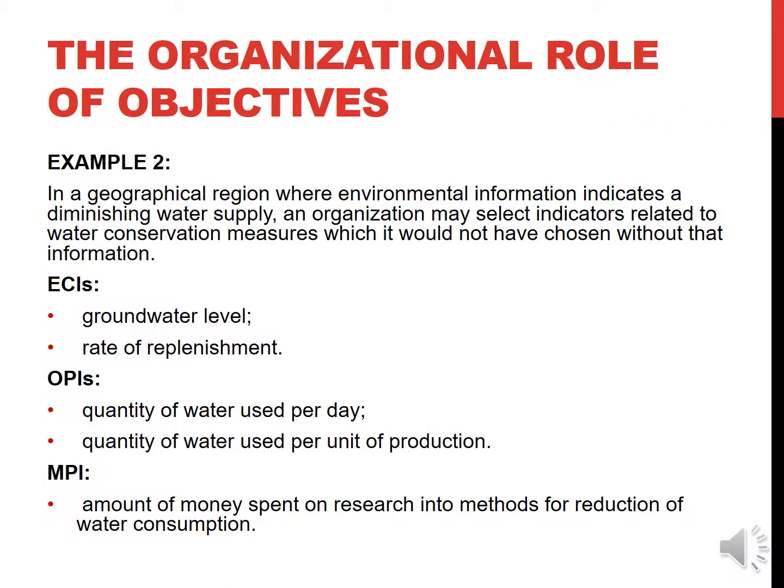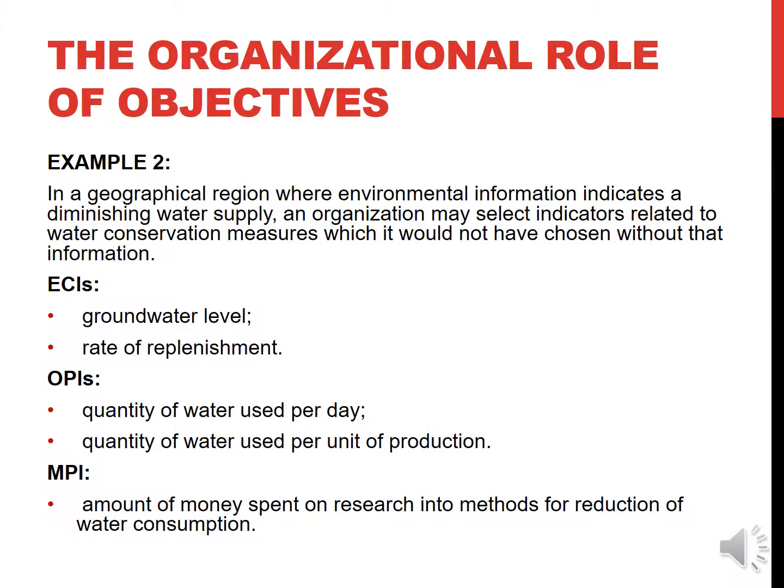Here's another example. In the geographical region where environmental information indicates a diminishing water supply, an organization can select indicators related to water conservation measures. The objective is to reduce the consumption of water. And that would just be a path. We just want to reduce our consumption of water.